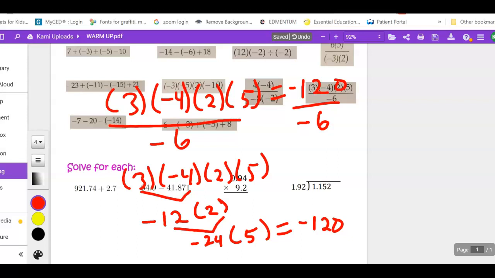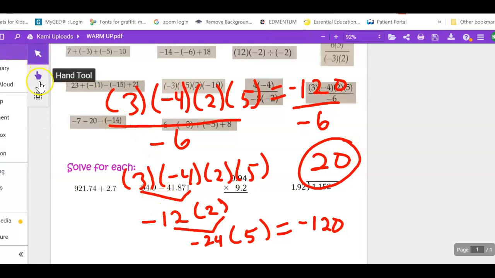My answer will be 20. And it's going to stay a positive 20 because a negative divided by a negative, my answer is positive. Positive 20. Keeping it going.